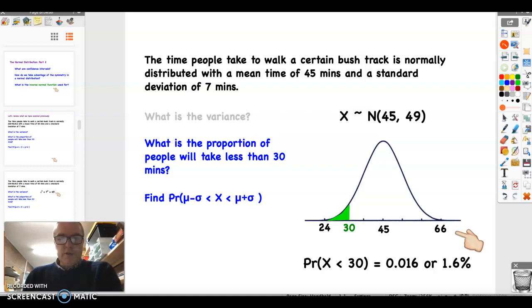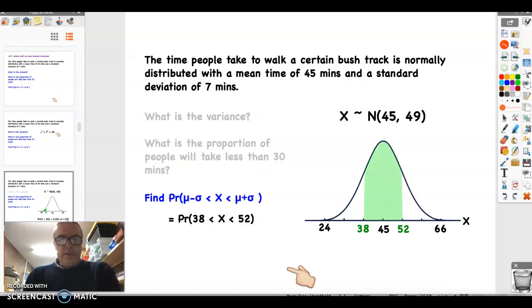So in the second question, what's the proportion of people that will take less than 30? I've shaded that part of the function, and we're looking for that area. We're going to use our normal CDF function on the CAS calculator, and so the answer, the probability that X is less than 30 minutes is 0.016, or 1.6% of people will take less than 30 minutes.